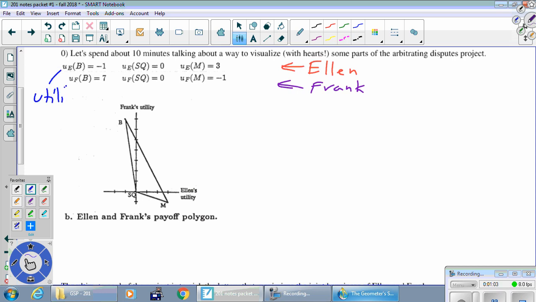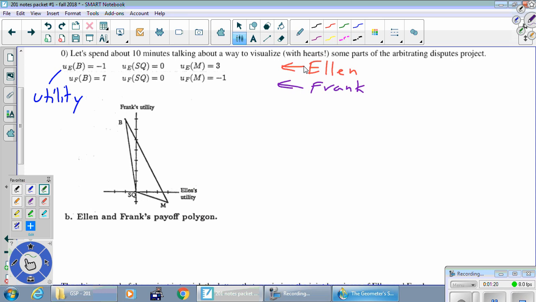And utility, from an economics perspective, means usefulness. And in this case, usefulness is really happiness. Each of these folks wants to go to a place that's going to make them the most happy. And I like having units on my numbers. And so my happiness units here are hearts.